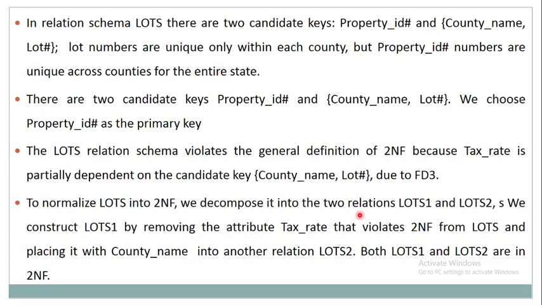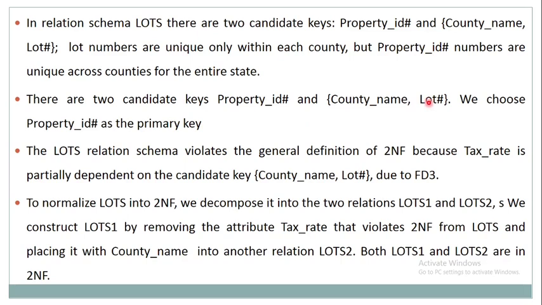Let us look into the second example on second normal form. Let us consider a relation schema LOTS. There are 2 candidate keys in it: property ID, and the combination of county name and lot number. Lot numbers are unique only within each county, but property ID numbers are unique across the counties for the entire state. So in the relation schema LOTS we have 2 candidate keys, property ID and the combination of county name and lot number.